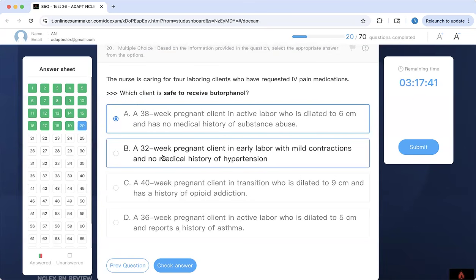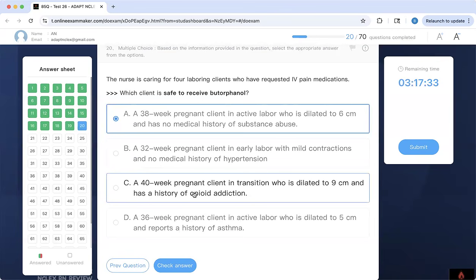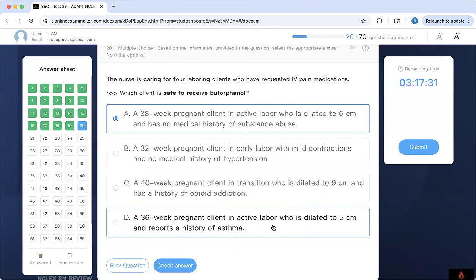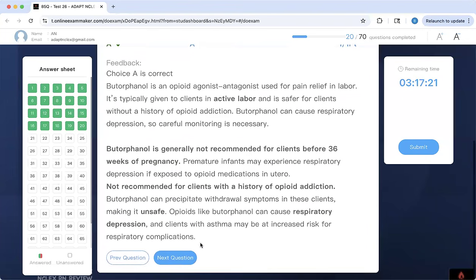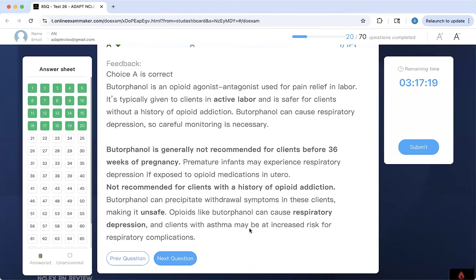C: A 40-week pregnant client is in transition, which means past the active phase. Why would you give it to them? And they use opiates, so gone. D: 36 weeks, okay, in active labor, okay, dilated, but a history of asthma would depress the respiratory drive. Therefore, A is your right answer. So the contraindications are an asthma patient, somebody who uses opiates, less than 36 weeks, and if you pass the active phase, you can't have it.